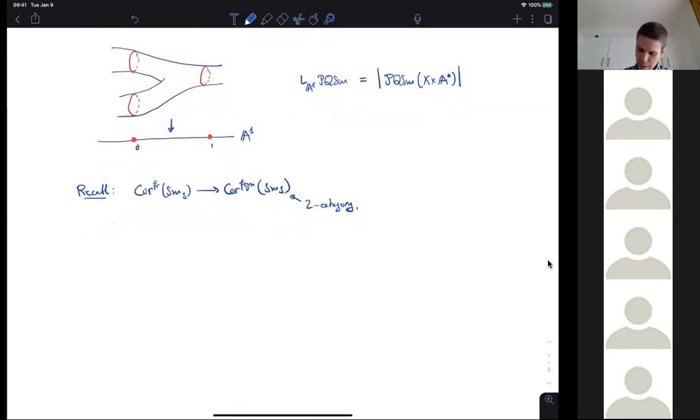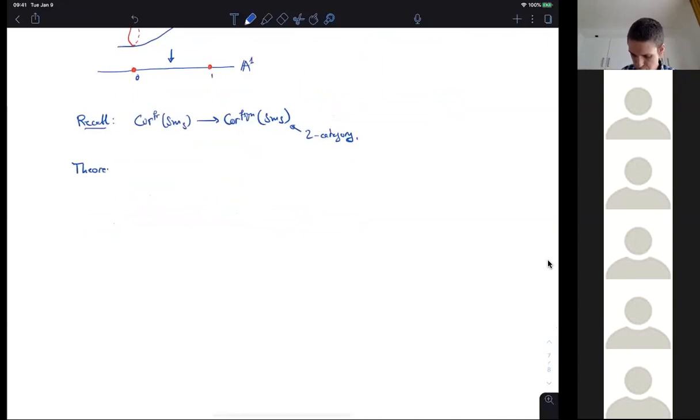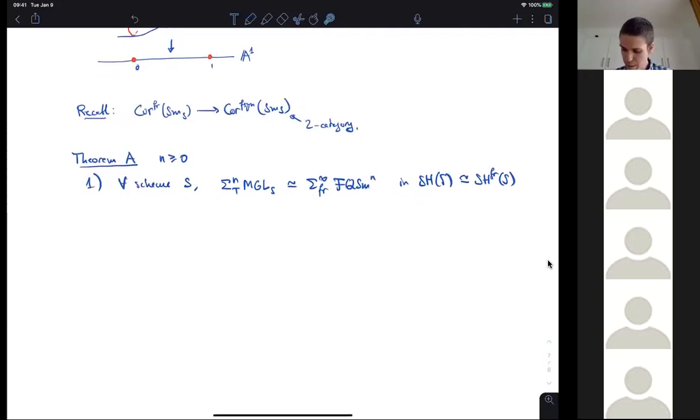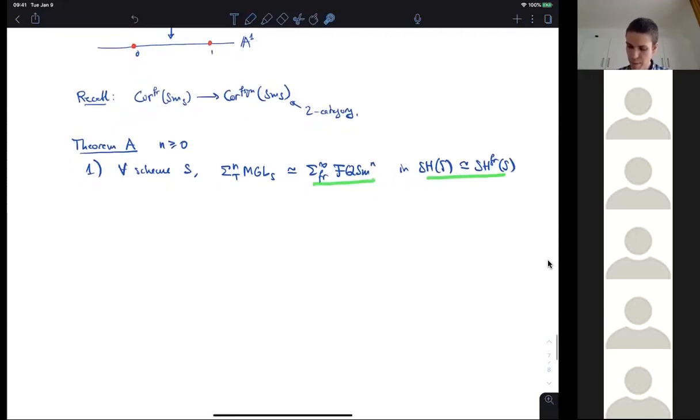Now there are two theorems I want to mention. Theorem A. I'm going to fix an integer n greater than or equal to 0. The first part is: for every scheme S, the n-fold T suspension of MGL over S is the framed suspension spectrum over a certain free sheaf with framed transfers called FQSM upper n. This is an equivalence in SH of S, where I'm using the reconstruction theorem, which tells me that the motivic spectrum is the same as a framed motivic spectrum. The right-hand side is a framed motivic spectrum, but we can identify it with an ordinary motivic spectrum.